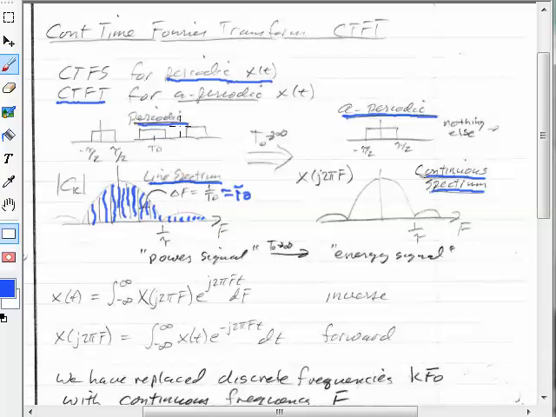Notice that this is a power signal, and this is an energy signal. We'll find out that this has a power spectrum, and this has an energy density spectrum. So there's a lot to be learned just by looking at a simple little graph like that.